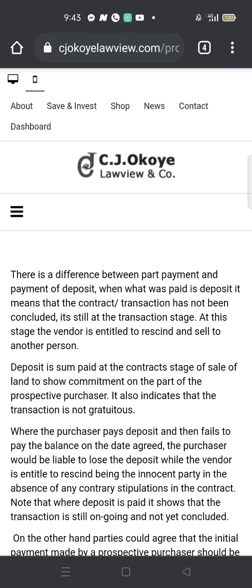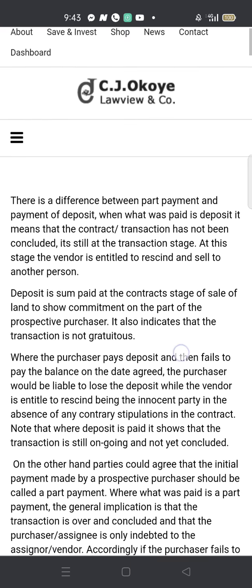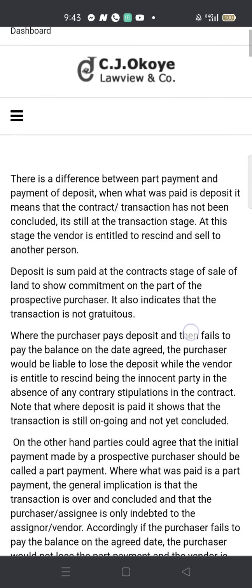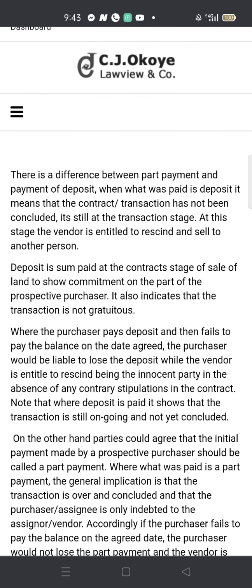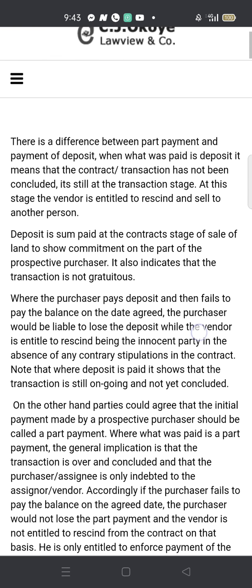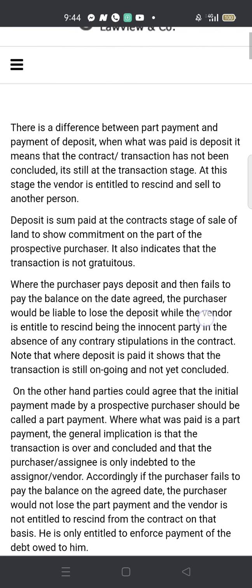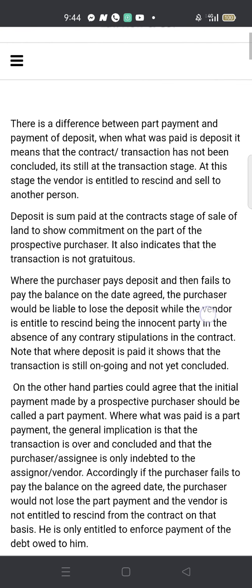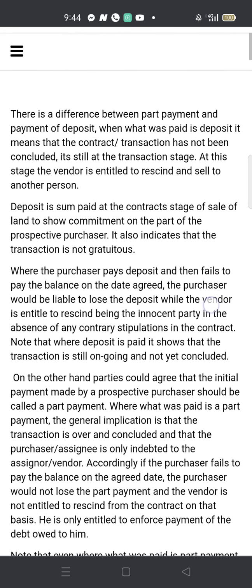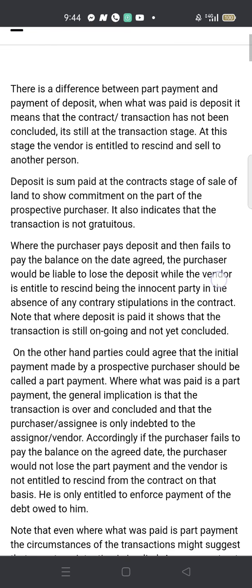Alright, today let's look at sale of land part 2, and we will read out this note. Now, there is a difference between part payment and payment of deposits. When what was paid is deposit, it means that the contract or transaction has not been concluded. It's still at the transaction stage. At this stage, the vendor is entitled to resign and sell to another person.